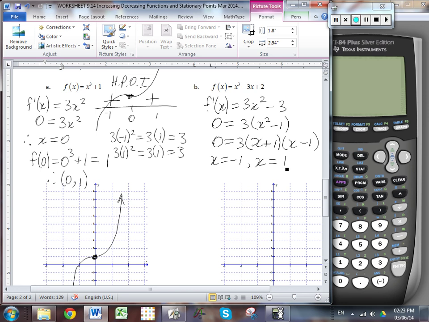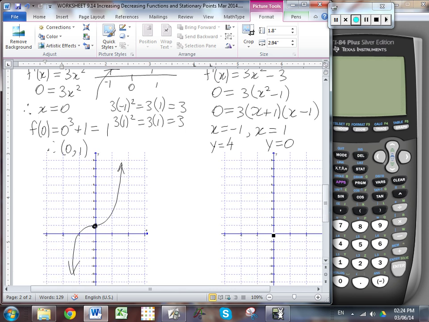Now we need to find the corresponding y values for these values of x. Alright, let's substitute these values of x into the original function so we can find out what their corresponding values of y are. When I put in -1 into the original function, I'm going to do this in my head, I'm afraid, because I don't have any room, but you should get a value of 4. And when I put in +1 into the function, I'm going to get a value of 0. And so now I've got my 2 stationary points located at -1, 4, and +1, 0.